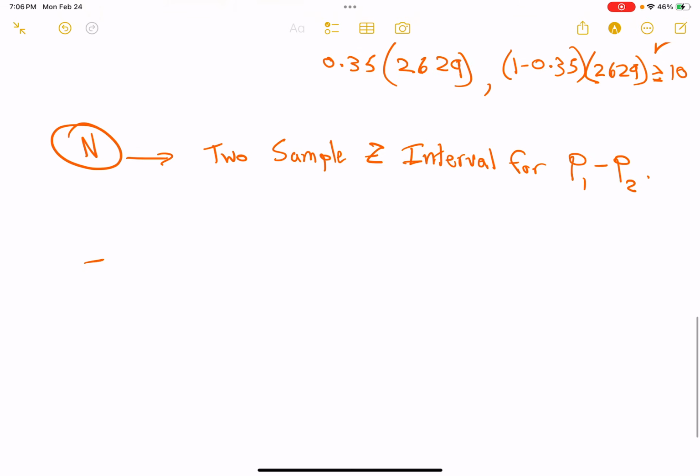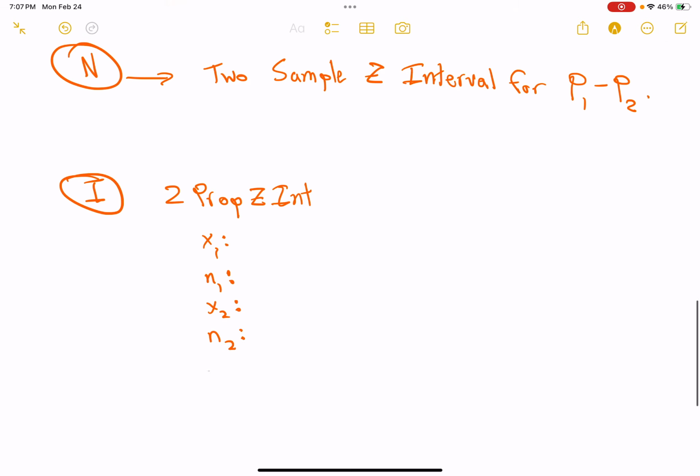All right. Now we're going to actually give you the interval. Now this time, I'm just going to use 2 prop Z int. Just like we normally would use 1 prop Z int, we will use 2 prop Z int. The inputs are x1, n1, x2, and n2, as well as confidence level.